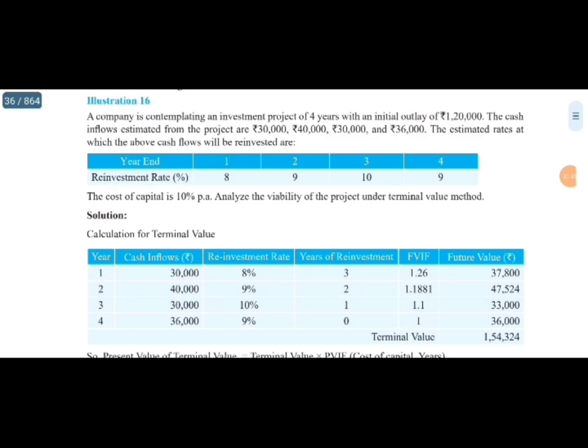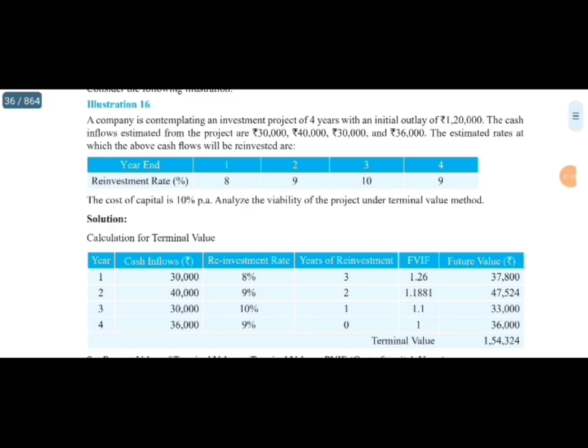Number 16. A company is contemplating an investment project of 4 years with an initial outlay of 1,20,000. Cash inflows estimated from the project are 30,000, 40,000, 30,000 and 36,000. The estimated rates at which the above cash flows will be reinvested are 8% for the first year, 9% for the second year, 10% for the third year and 9% for the fourth year. Cost of capital is 10% per annum. Analyze the viability of the project under the terminal value method.